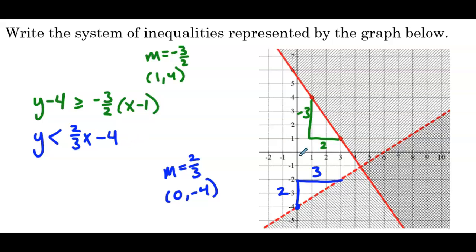And we can do the same thing with the origin to see. Is 0 less than 2/3 times 0 minus 4? 2/3 times 0 is 0, minus 4. So is 0 less than negative 4? It is not, which it should be, because (0, 0) is not part of the solution set. So we're all good. Our signs are correct. Our lines are written well.